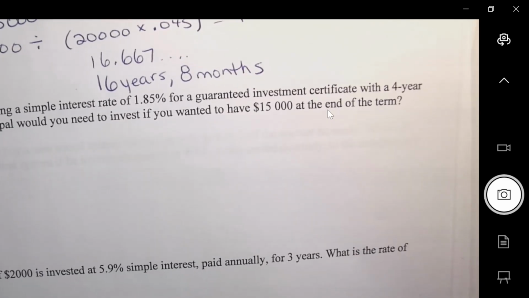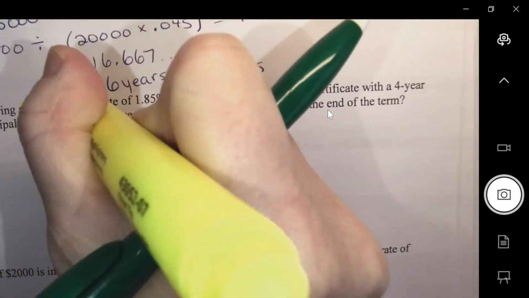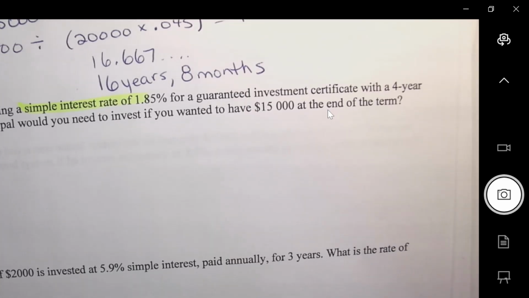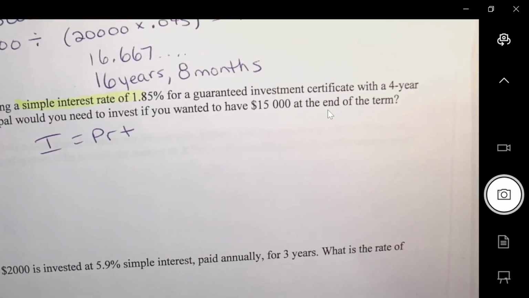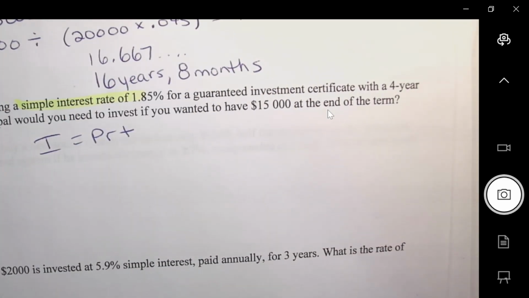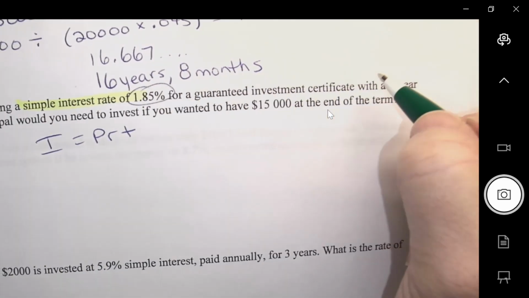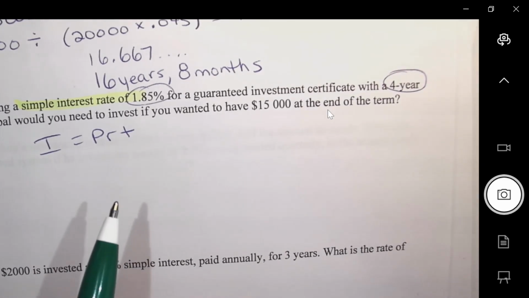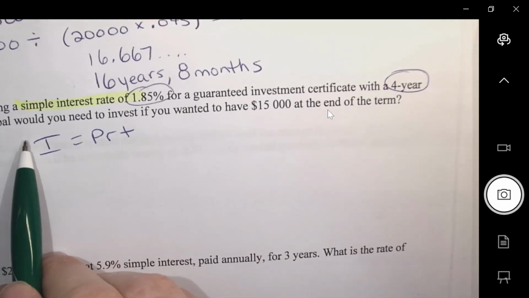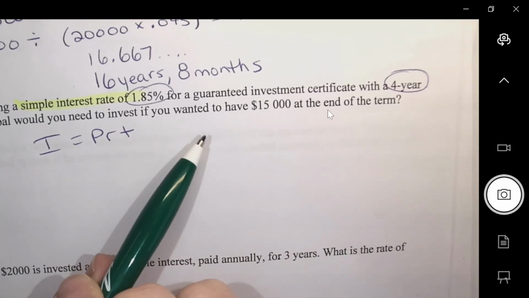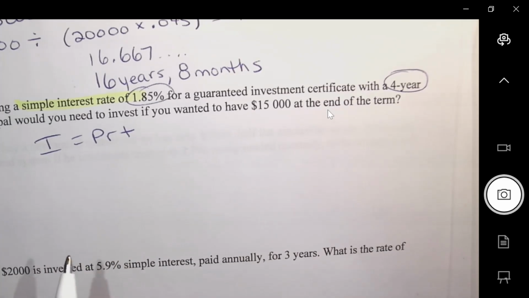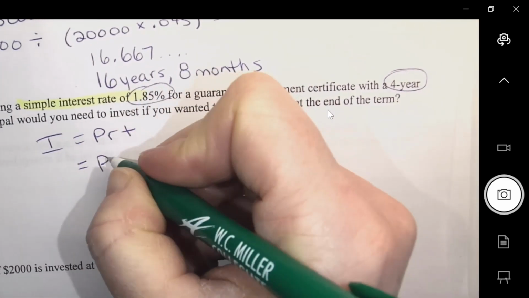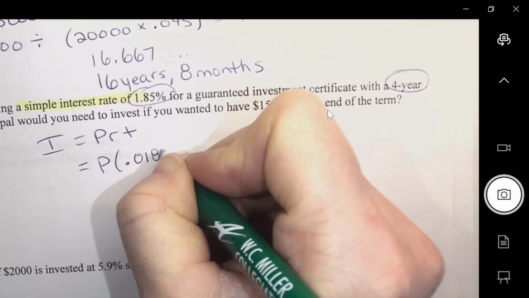Okay, a bank is offering simple interest rate. Boom, simple interest rate. I just read it. I don't even read the rest of it. I know I'm just starting with this formula. Okay, we have the percent. We have 4-year. What principal would you need to invest if you wanted to have 15,000 at the end of the term? So what principal would you have to invest?